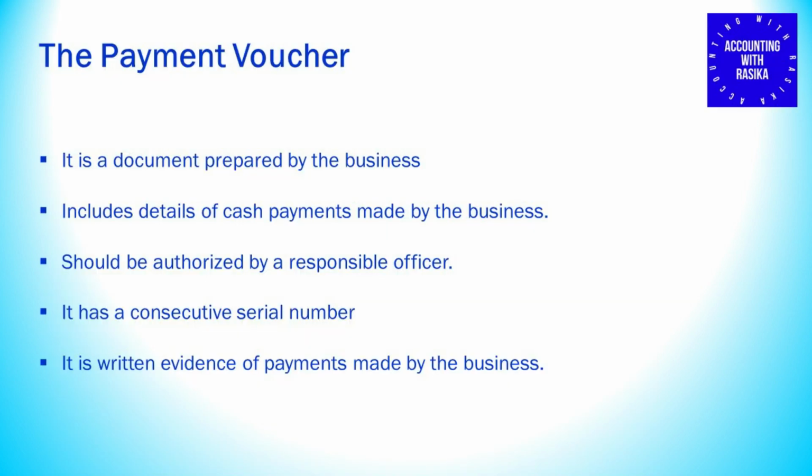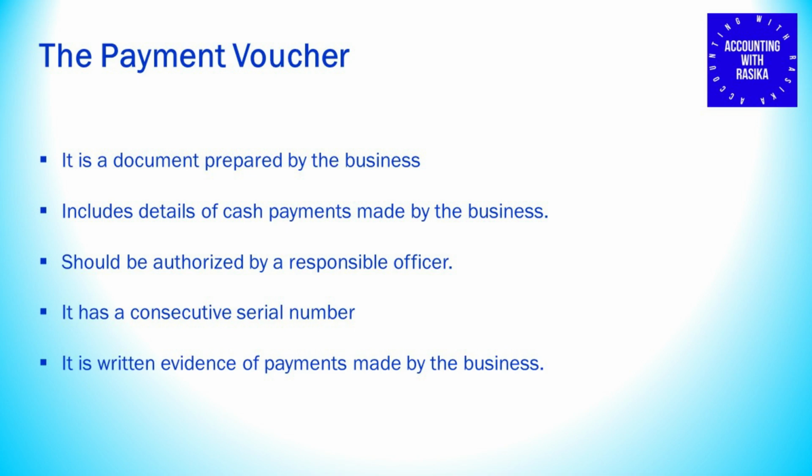Then comes the payment voucher. It's a document prepared by the business, an internal document, and it includes the details of the cash payments made by the business. It should be authorized by a responsible officer to make the payment. So it is signed by a responsible officer before making the payment, and it has consecutive serial numbers as well. This is the written evidence of payments made out by the business.